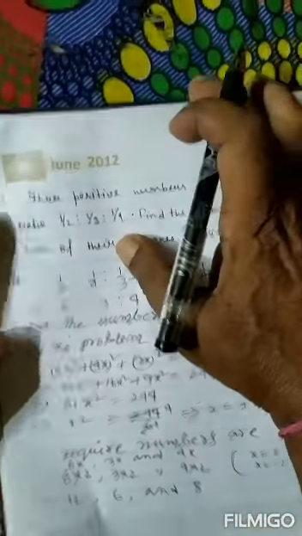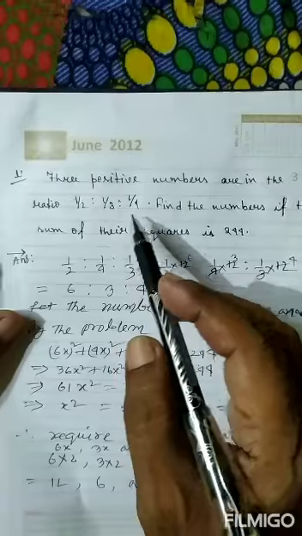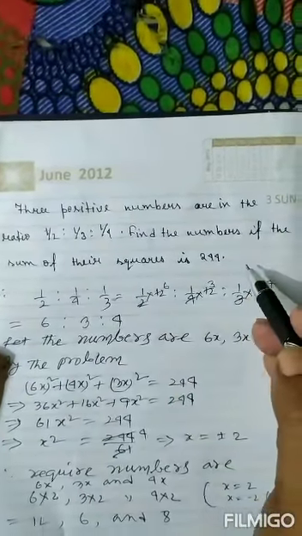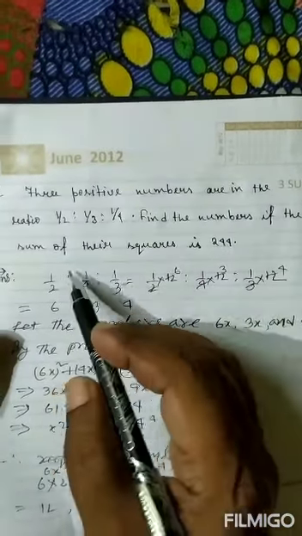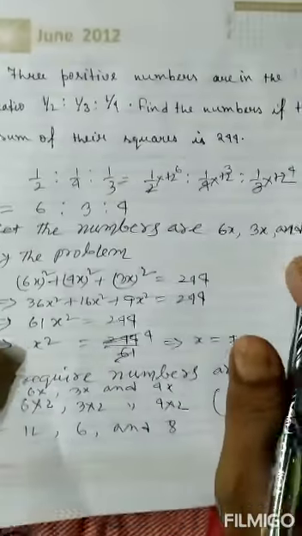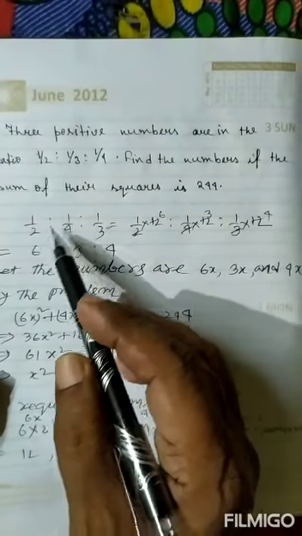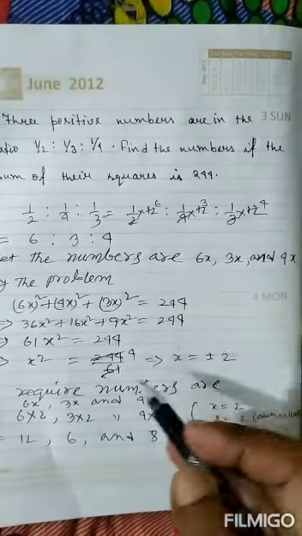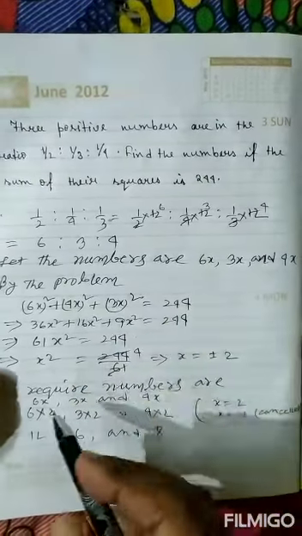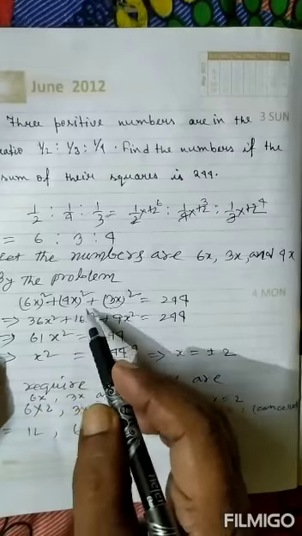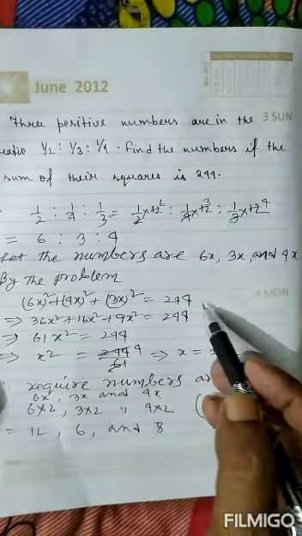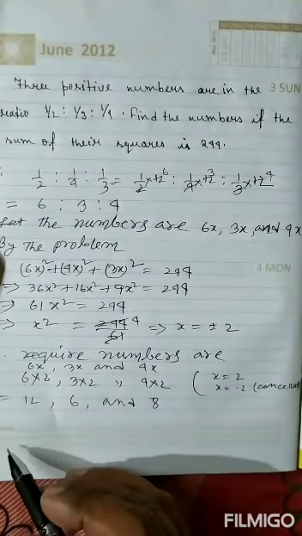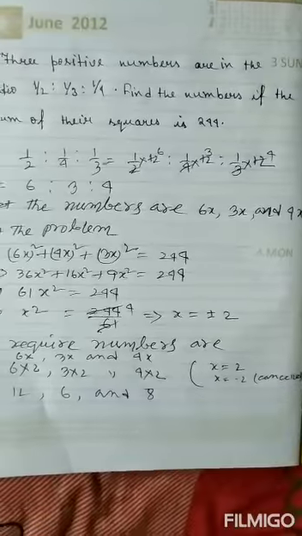Now some word problems. Question 1: three positive numbers are in the ratio 1 by 2 to 1 by 3 to 1 by 4. Find the numbers if the sum of their squares is 244. By standard form of the ratio 1 by 2 to 1 by 4 to 1 by 3, we get 6 to 3 to 4. Let the numbers be 6x, 3x and 4x. By the condition, the equation will be 6x whole square plus 4x whole square plus 3x whole square equal to 244. Solving, we get x equal to plus minus 2. Substituting, we get the numbers 12, 6 and 8.